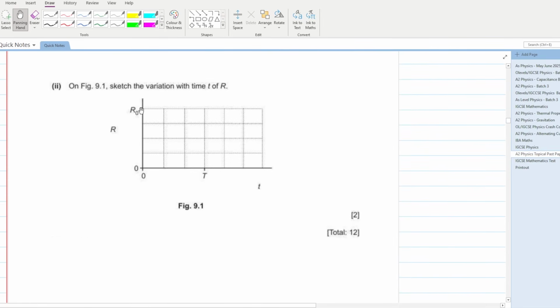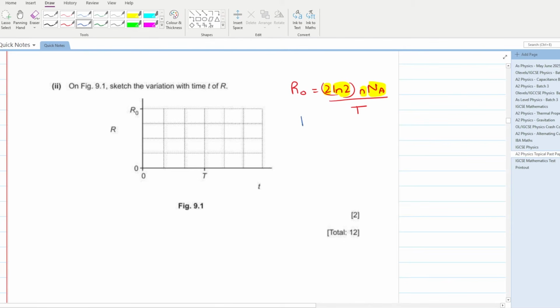On figure 9.1, sketch the variation with time t of r. We have to sketch r versus t. So that's very easy. We already know the equation. R is equal to 2 ln 2 n N_A divided by T. Now if you pay close attention, 2 is a constant, ln 2 is a constant, n number of moles is a constant, Avogadro's number is also a constant.